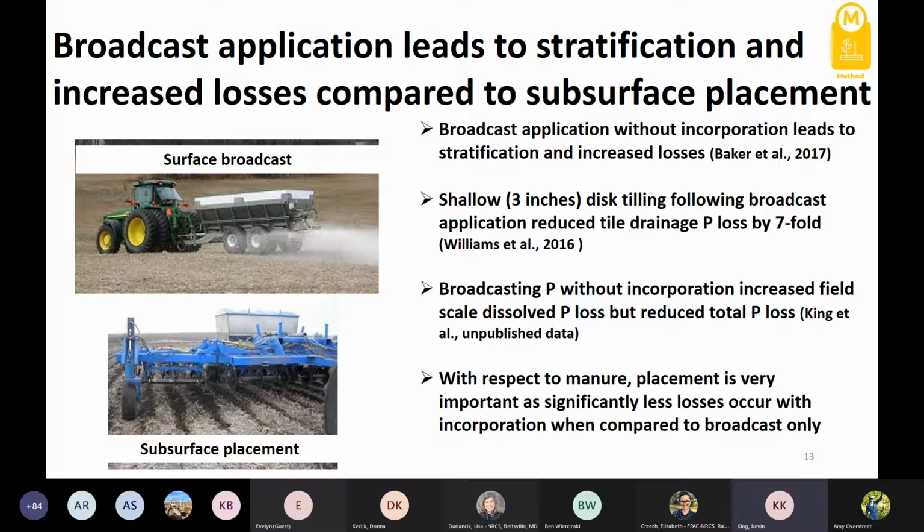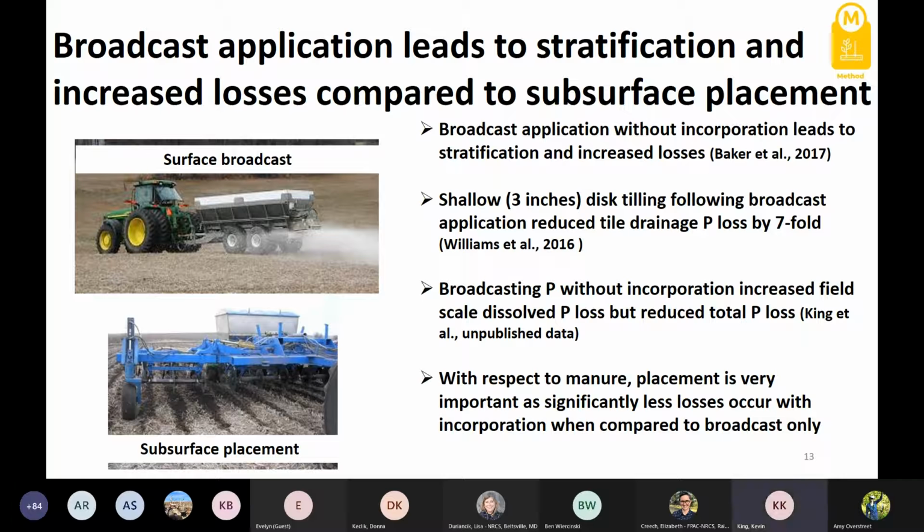Similarly, Dr. Mark Williams, using data from one of our Edge of Field sites within the Edge of Field network, showed that a shallow disc of approximately 3 inches, so incorporation of about 1.5 inches following application, significantly reduced concentrations and losses in the tile drainage.